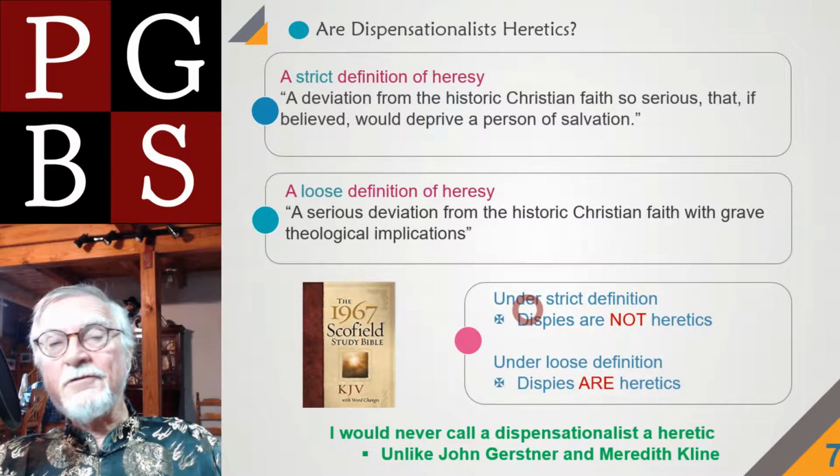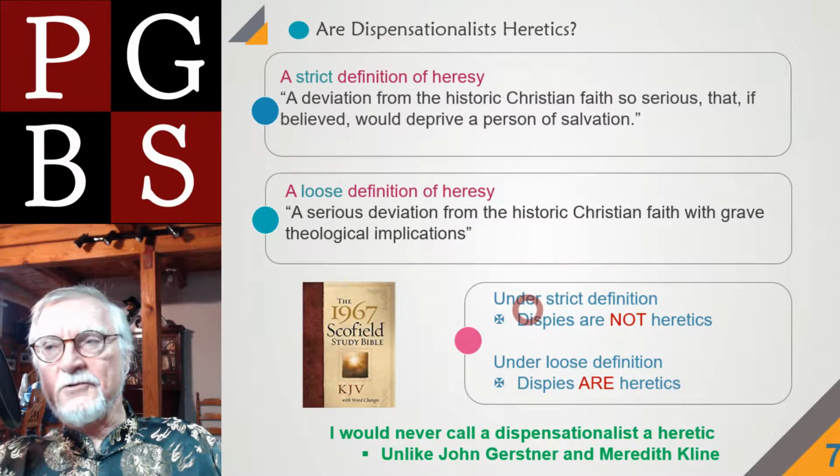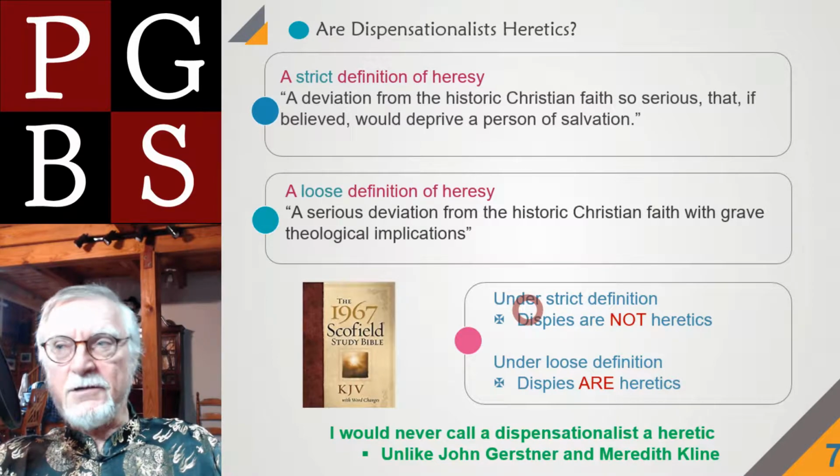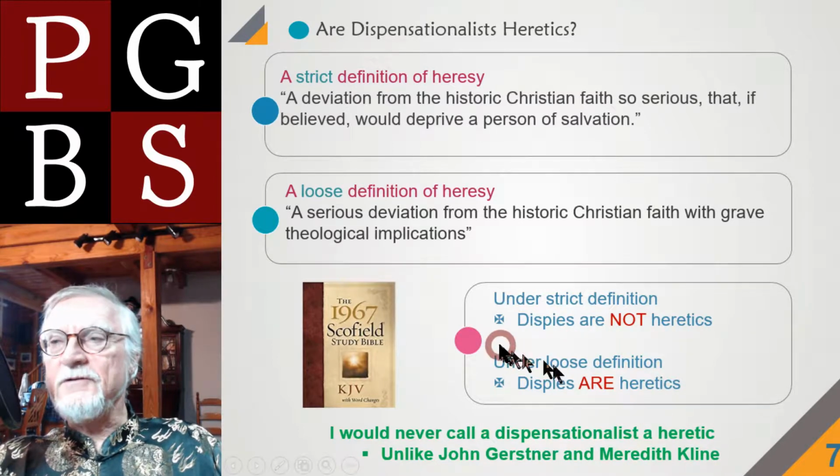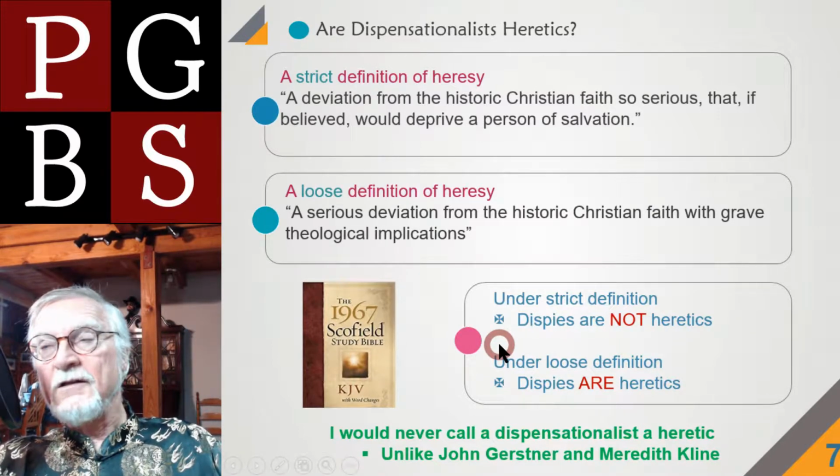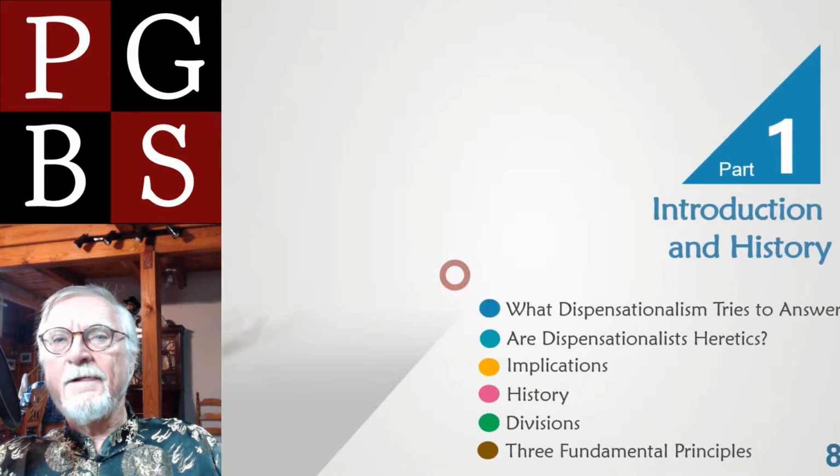Now, John Gerstner, the famous Reformed theologian who was sort of a bulldog when it came to theological polemics, put it in a book, a famous book, where he quotes dispensationalists. He cites dispensationalists as heretics. Meredith Kline, I understand, also did the same thing. These are two big shot Reformed theologians, and I think that's unfortunate, and I think that's going too far.